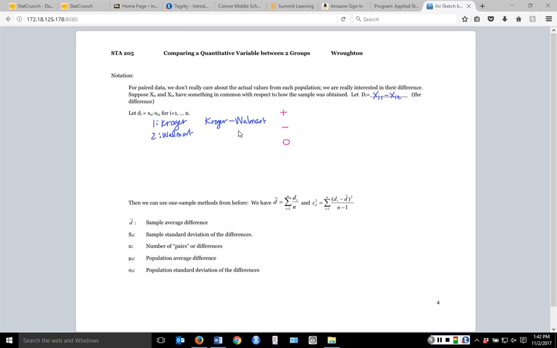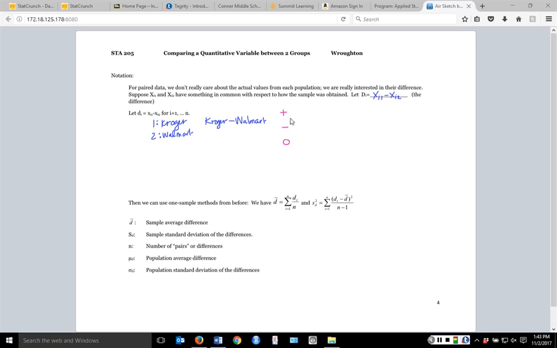Here's why I'm calculating that difference. Suppose at Kroger my Oreos were $3, and at Walmart my Oreos were $2.50. I don't really care about the actual price. What I really worry about is how much more I'm paying at one store compared to the other. I just want to know how much more money it's going to cost me at one store versus the other.